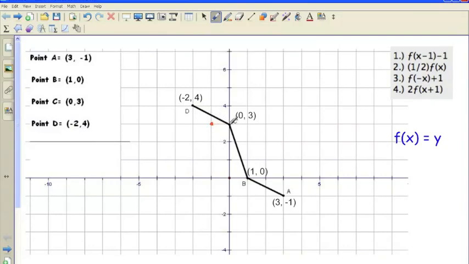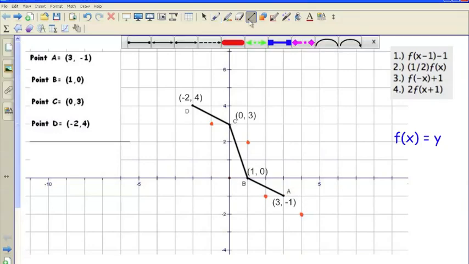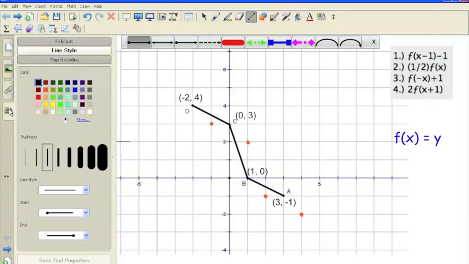Now I go to this point, I go to the right 1, I go down 1. This is where C moves. Go to this point, I go to the right 1, down 1. There's where B moves, and then I take A to the right one, down one, and that's where that one moves. So that one is purely a congruent transformation. The original function didn't change at all.